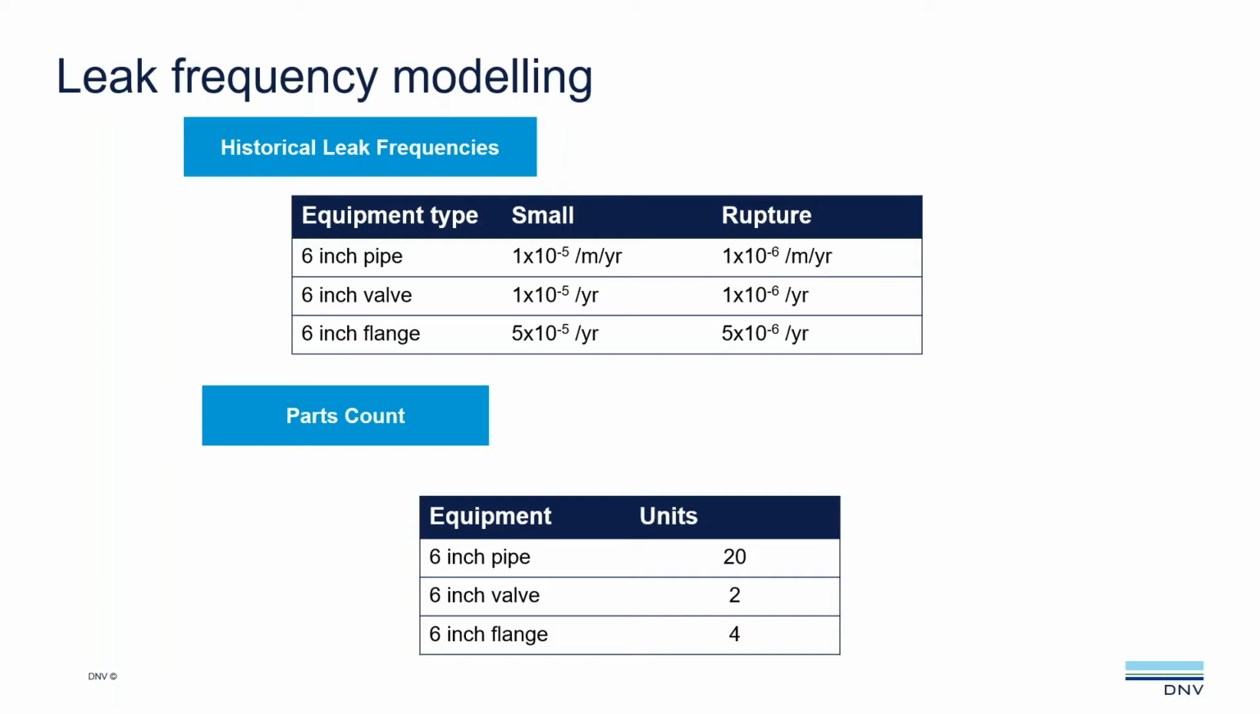Once we've gathered that historical leak frequency data, we're then ready to perform the parts count. And the parts count in this example is that we have 20 meters worth of 6-inch pipe. We have two 6-inch valves, and we have 4 6-inch flanges. So to predict the leak frequencies for each failure case, we simply multiply the historical leak frequency data in the first table by the parts count data in the second table. And it's no more complicated than that.